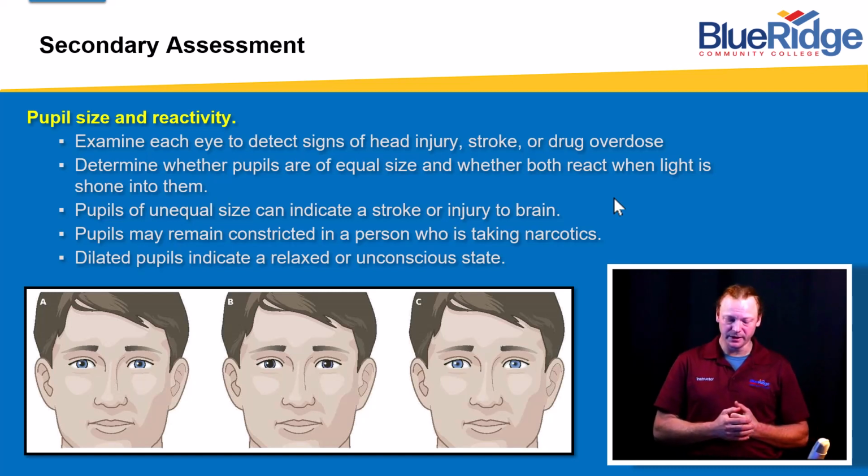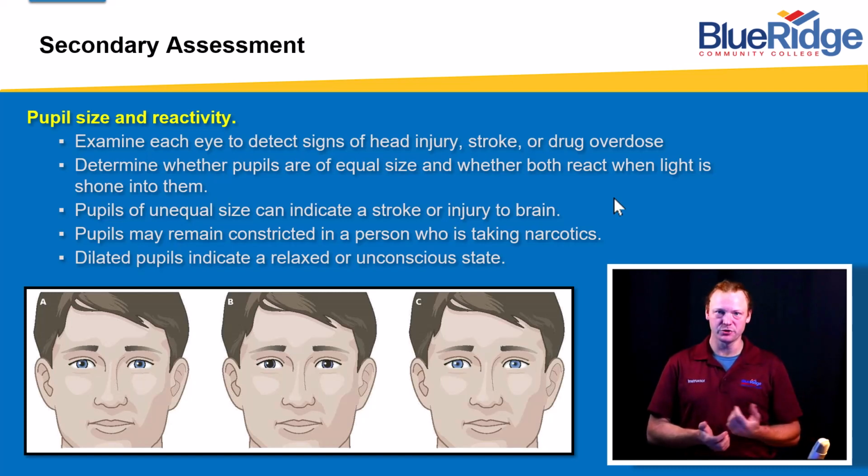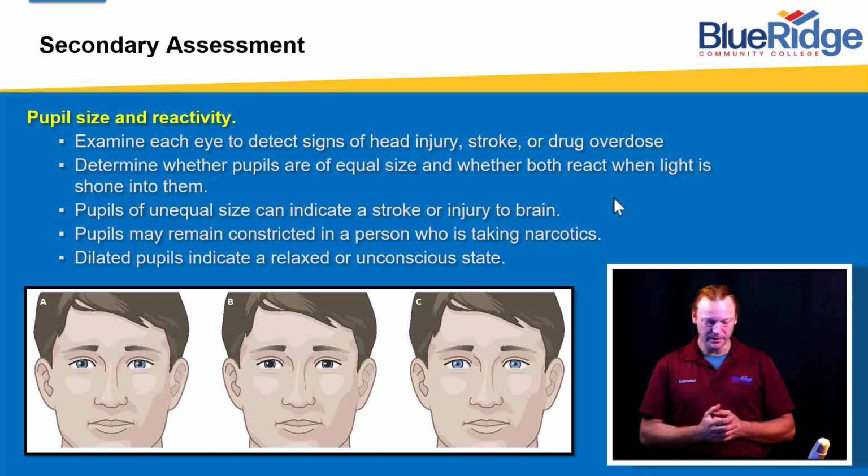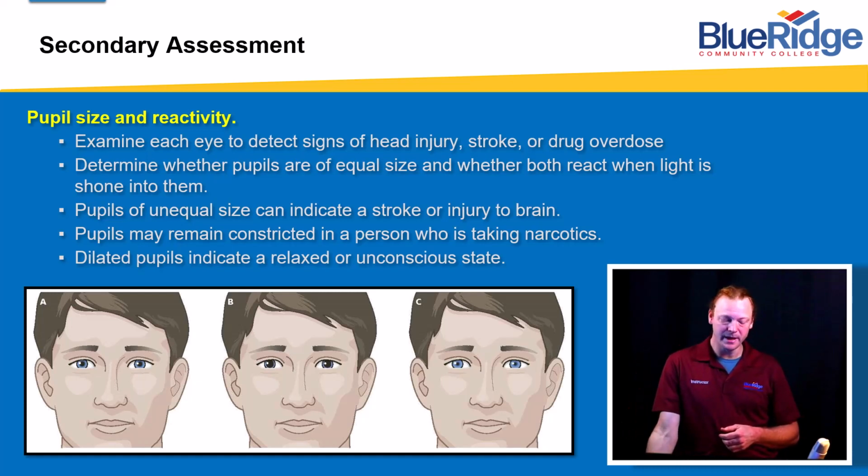Pupils of unequal size can indicate stroke or a traumatic brain injury. They may remain constricted if a patient is taking narcotics. And pupils also dilate to indicate a relaxed or unconscious state.